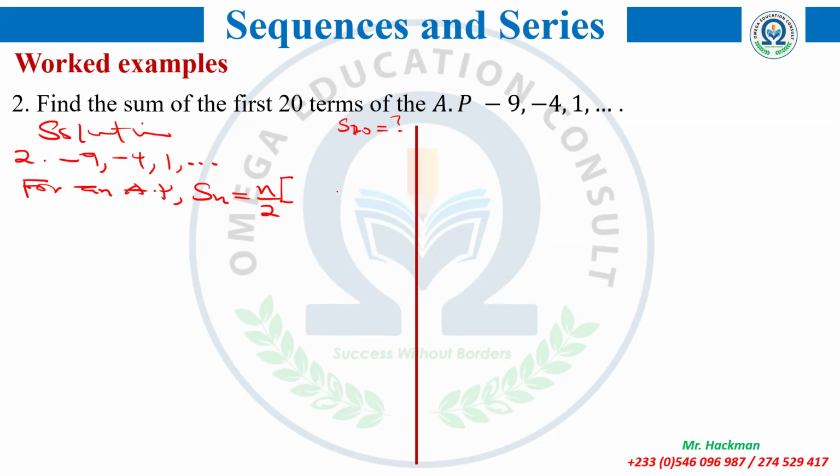We don't know the last term. So it means we put the formula 2a plus (n minus 1)d. Then you close it. At that point, you come here. So I'm going to present it the other way too.